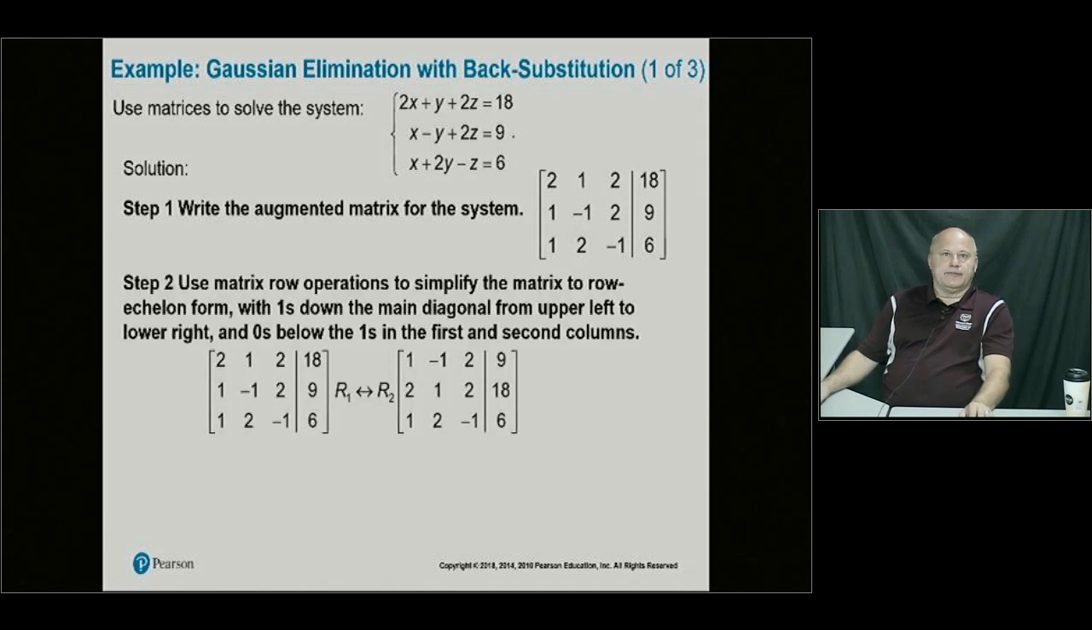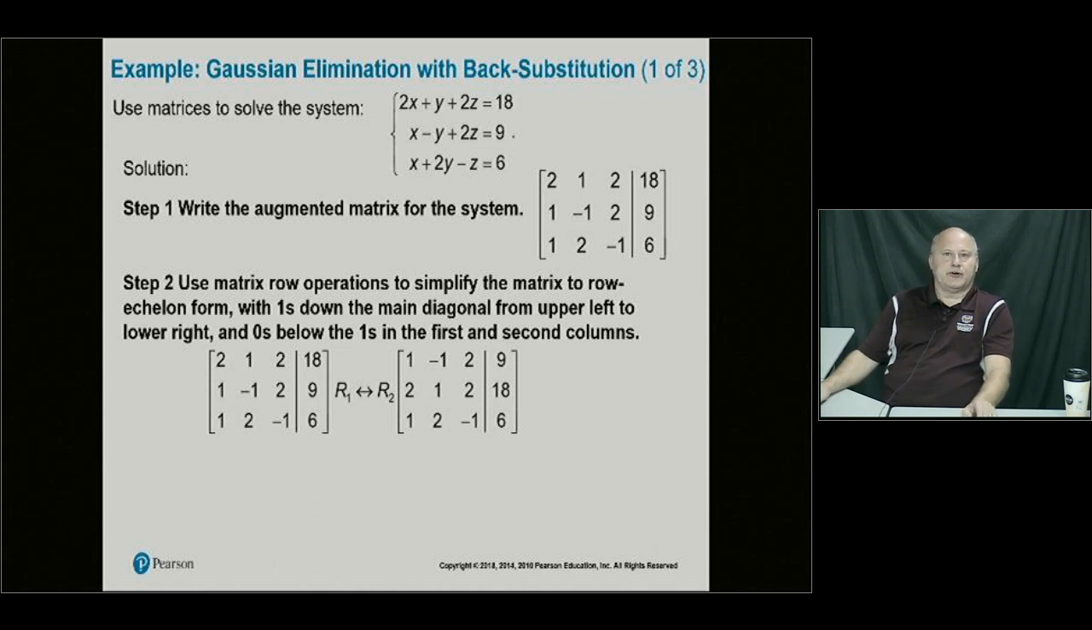Now, we're going to use row operations to simplify the matrix to row echelon form, with ones down the main diagonal from the left to the lower right, and zeros below it. That's what we've been told to do. So first we're going to switch the first row with the second row. Why are we doing that? Because then we'll have a 1 in that first element slot, which is what we want.